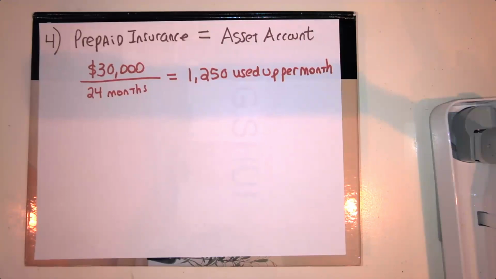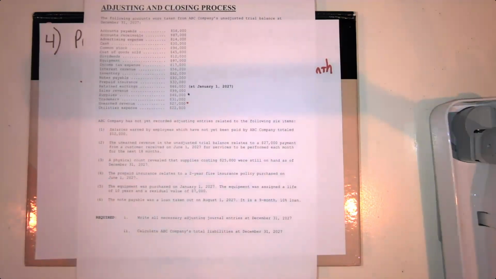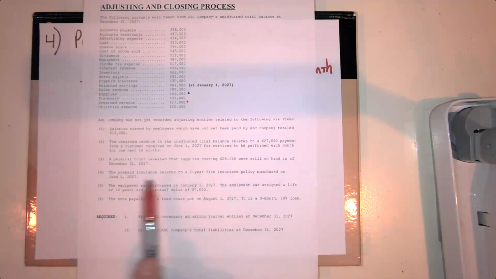How many months did we use up in 2027? 6. How many? 6. Chloe, do you mind? Can we just do one thing real quick here? So we are told that the policy was purchased on June 1st, right? Oh, it would be 7. I'm sorry. That's okay, but that sounds like a better answer.